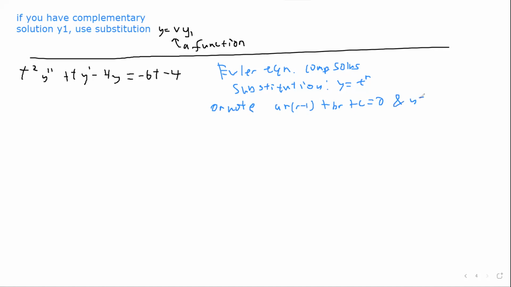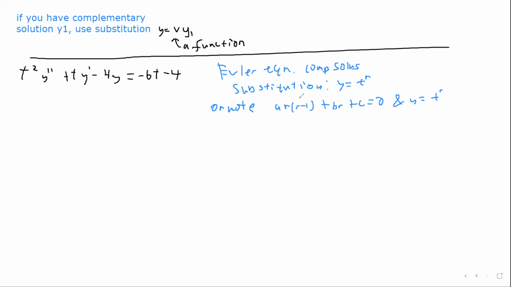And y equals t to the r. So you can either just memorize the substitution and plug it in and you get this equation, or you can memorize this equation and the substitution and immediately get what the two solutions for y are without having to derive this equation from scratch.